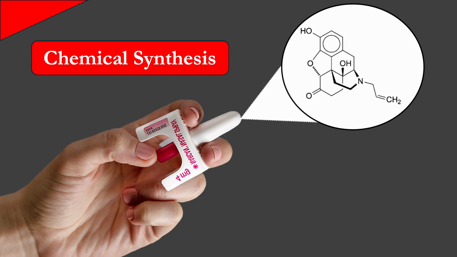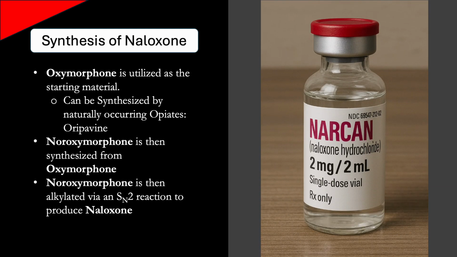Our last major section, the chemical synthesis of Naloxone. Naloxone is synthesized from oxymorphone, and oxymorphone can be synthesized from naturally occurring opiates found in the wild. Once oxymorphone has been produced, it would then be converted into noroxymorphone, which is then turned into Naloxone. And we will be going over the specific steps in the next slide.